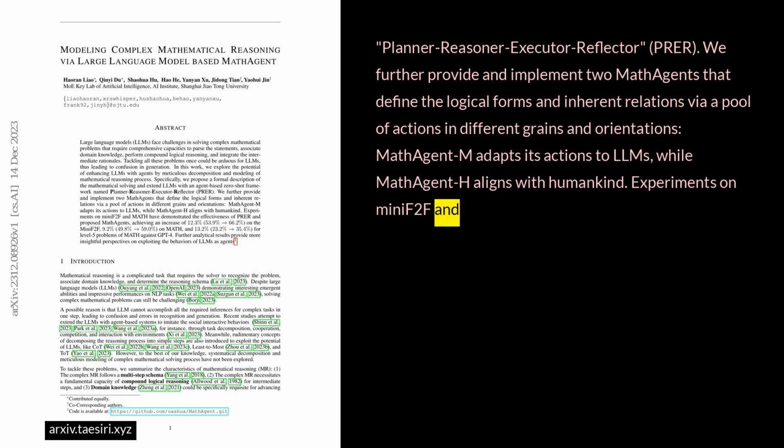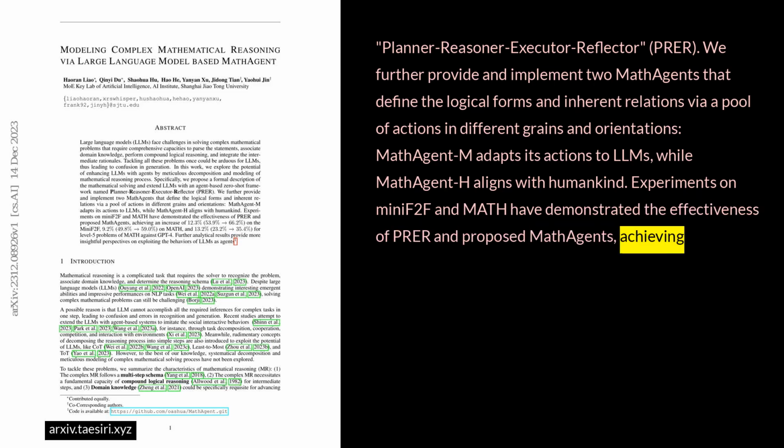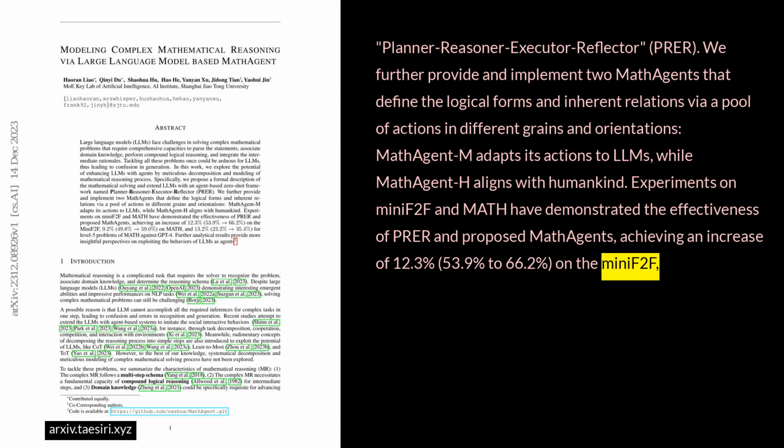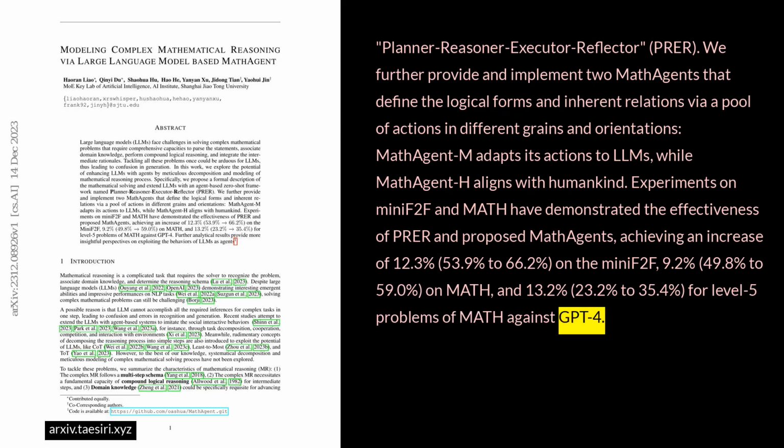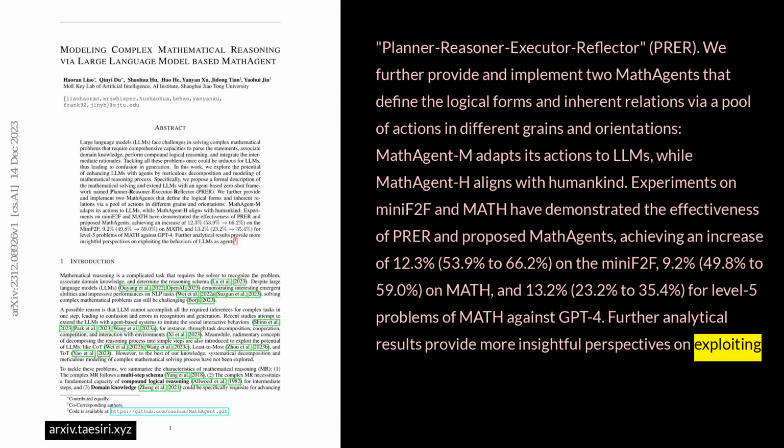Experiments on miniF2F and MATH have demonstrated the effectiveness of PRE-R and the proposed MathAgents, achieving an increase of 12.3%, 53.9% to 66.2% on the miniF2F, 9.2%, 49.8% to 59.0% on MATH, and 13.2%, 23.2% to 35.4% for Level 5 problems of MATH against GPT-4. Further analytical results provide more insightful perspectives on exploiting the behaviors of LLMs as agents.